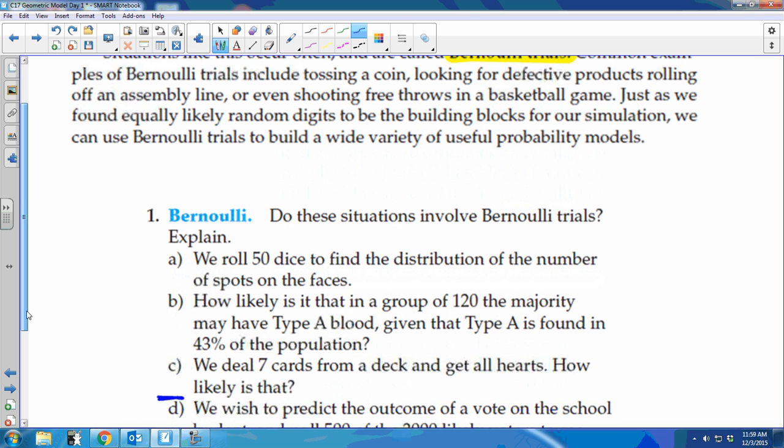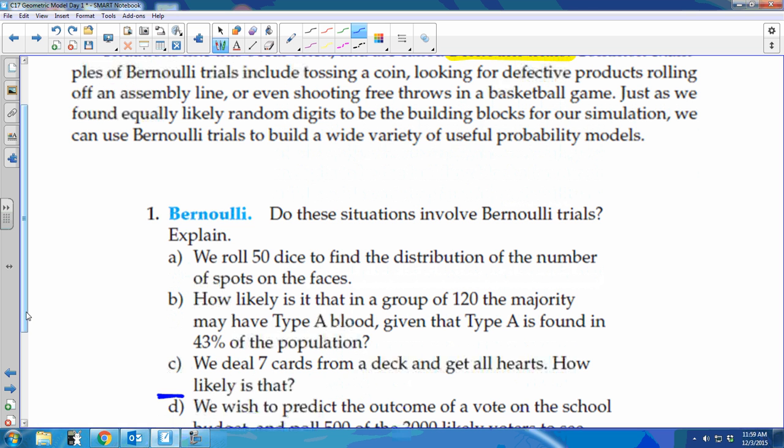And then C, we deal 7 cards from a deck and get all hearts. How likely is that? We have 2 outcomes, hearts or not. We know the probability of getting a heart, but is drawing 7 cards from a deck an independent event? No, if we don't replace them and we keep drawing them out, they're not independent. It says we deal 7 cards, so you're getting all 7. You've reduced the probability each time you draw a card, so those are not independent events, so not Bernoulli trials.